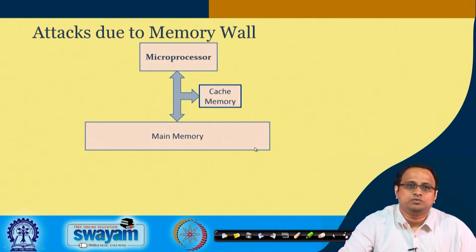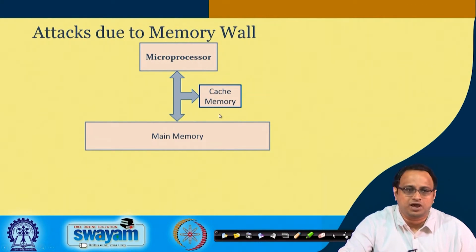The other point which I would like to mention, which I tried to hint upon, is that because of the memory wall, you have the cache memory. The idea is that you have a very fast processor, but on the other hand the main memory, or memory in general, didn't become fast at the same pace as the CPU.